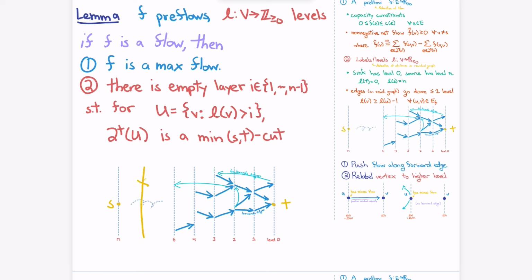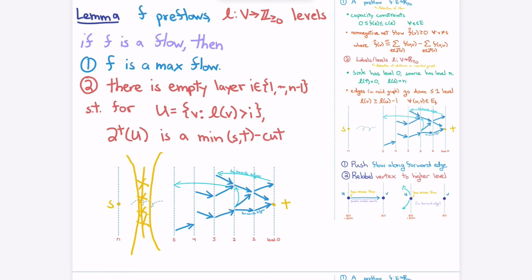Some empty layer here that does not have any vertex on it, okay? And if I had taken all the vertices on this side as one side of the cut, and all the vertices on the other side as the other side of the cut, okay? Then this will give me a certifying ST cut.